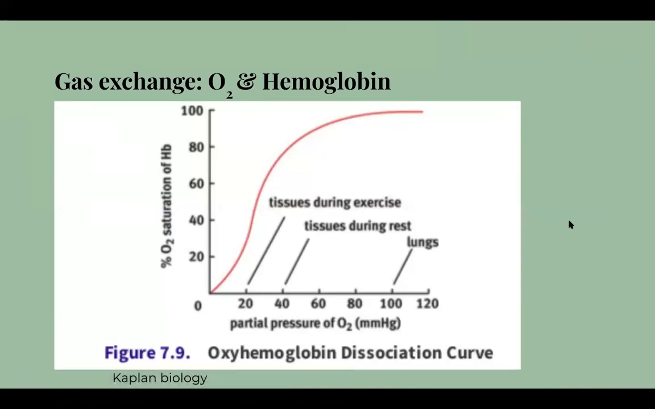And then this is an important graph to be able to read. Hemoglobin has different affinity for carrying oxygen based on the partial pressure of oxygen in the blood. When you're at the lungs, that's when you have the highest partial pressure of oxygen. So at that point, hemoglobin has a really high affinity for oxygen, which means it'll be really saturated with oxygen.